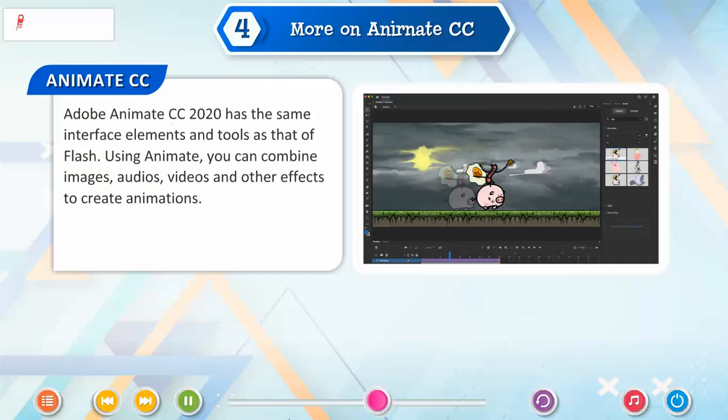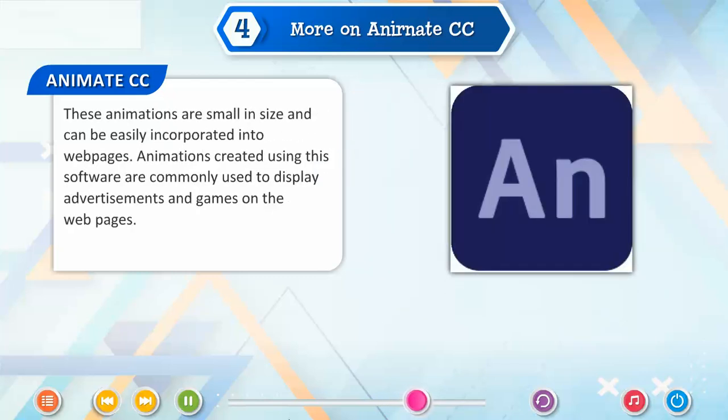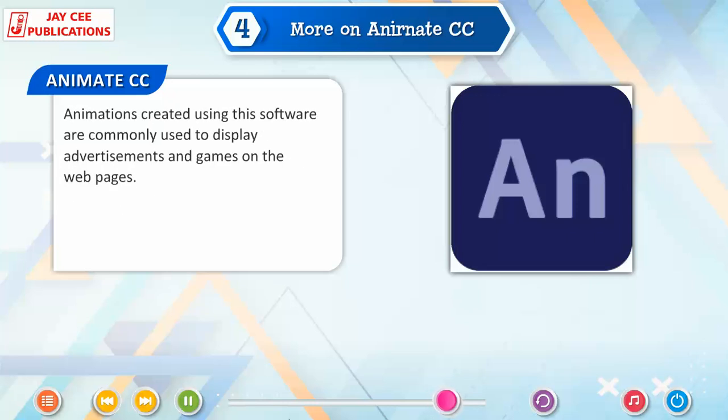Using Animate, you can combine images, audios, videos and other effects to create animations. These animations are small in size and can be easily incorporated into web pages. Animations created using this software are commonly used to display advertisements and games on the web pages.